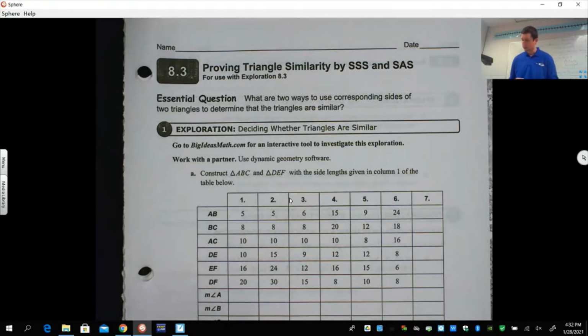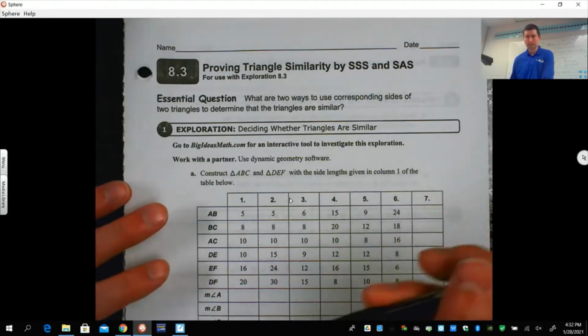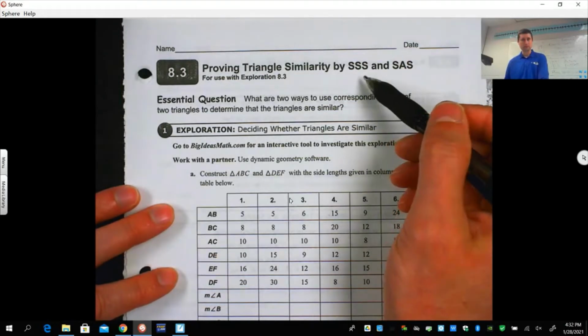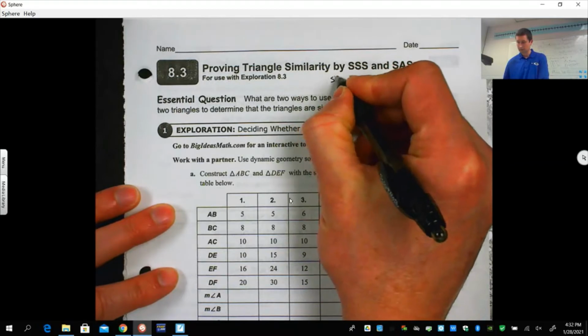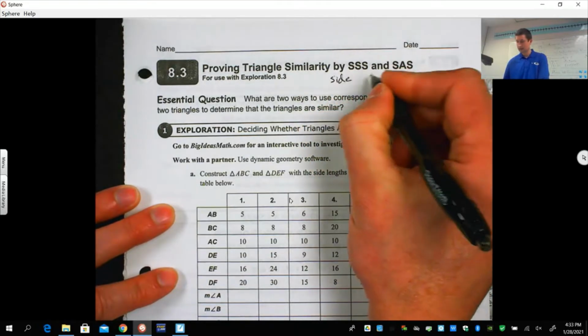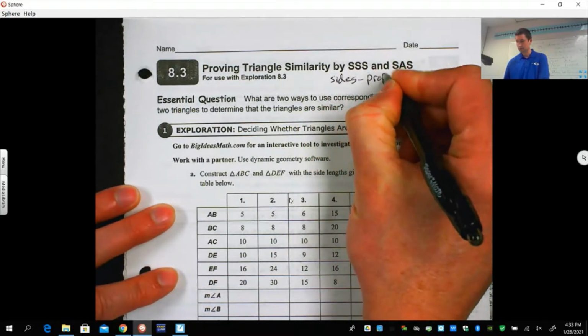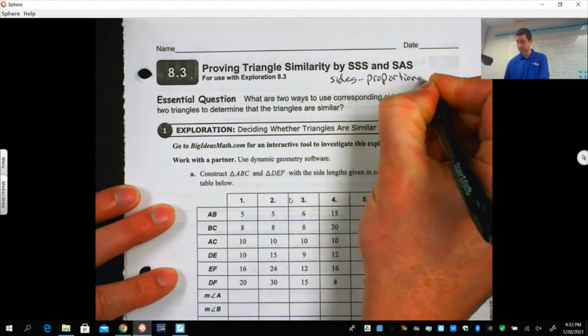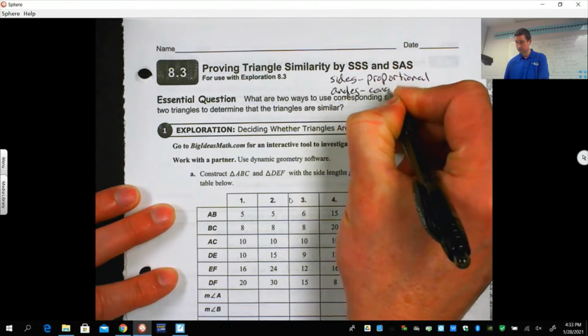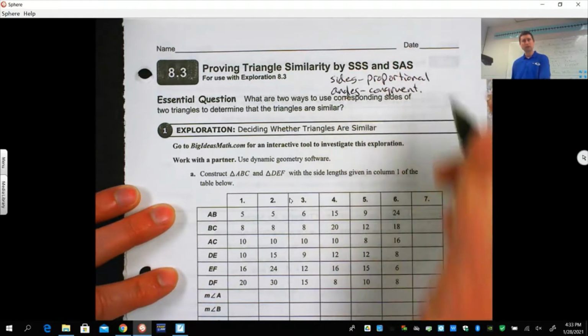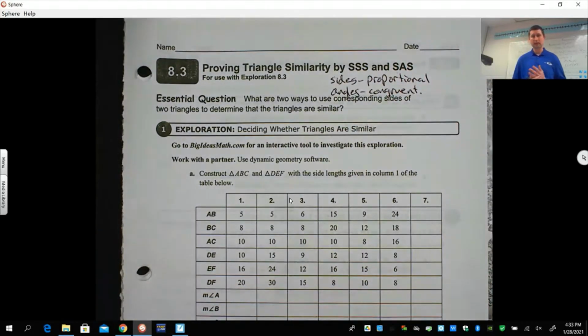Okay. And so these are two more similarity statements, side, side, side, which we've seen before, and side, angle, side. Now remember, when we're dealing with similarity, the sides have to be proportional and the angles have to be congruent. When we're dealing with congruency theorems, the sides and angles both had to be congruent to their corresponding parts. But now with similarity, the sides have to be proportional and the angles have to be congruent.